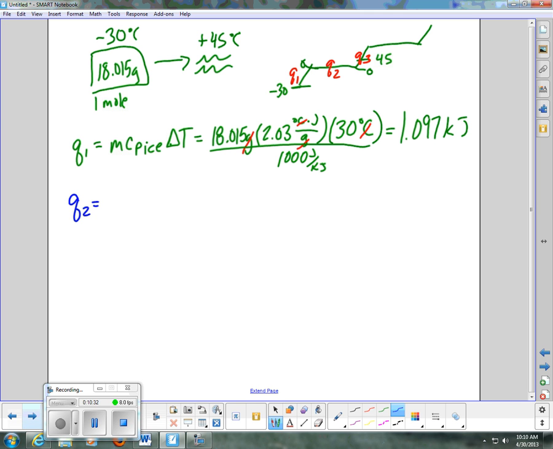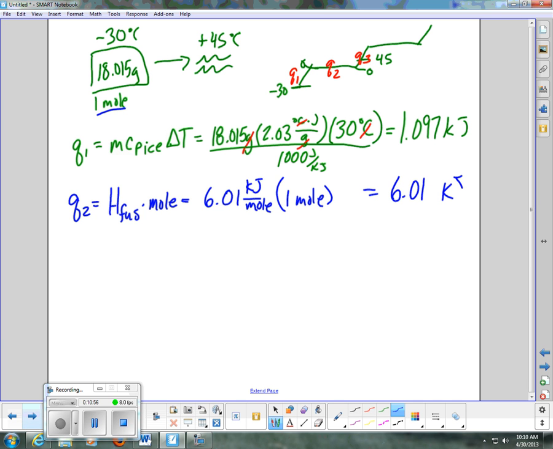For this one, I'm going to use heat of fusion times moles. Since we've already converted up here, we know it's 1 mole. We'll make it real easy. Heat of fusion, 6.01 kilojoules per mole, times 1 mole gives me 6.01 kilojoules. See how I made it easy for you? Okay, then we're going to go to Q3.